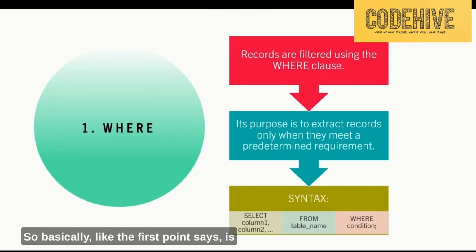Like the first point says, records are filtered using the where clause, and its purpose is to extract records only when they meet a predetermined requirement. For the syntax, we always looked at my employees table, right? So we would say select employee name from employees table where the employee name is equal to Dean, for example. That's where we would use the where condition. So that's what the where condition is all about. It extracts records only when they meet the requirements.